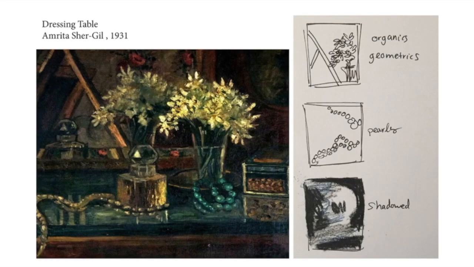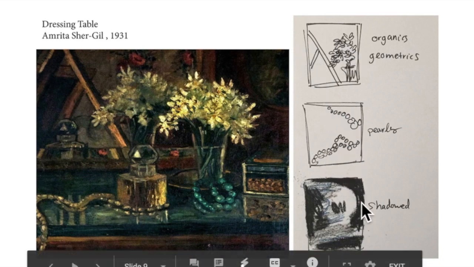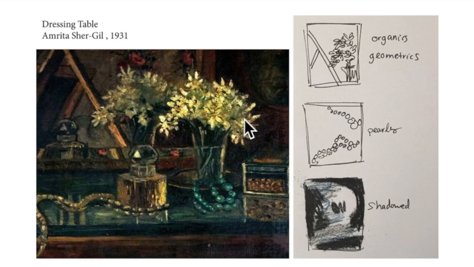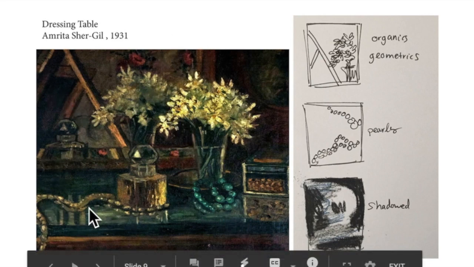And then for this one, I was interested in kind of the contrast of organic and geometric. There are these pearls that stood out to me, and then this is really already fairly abstract. I liked these shadowed forms here. So you can see I got that from this shape here, a little bit of this, right? So I just was pulling out really the shadows.